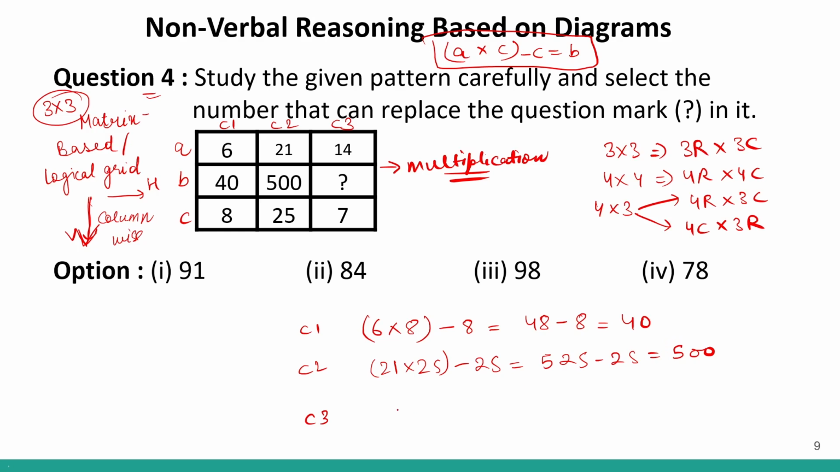Similarly, we'll do it for column number 3. Column number 3 will be 14 into 7 minus 7. 14 into 7 is how much? This will be 8, 2 carried, 98 minus 7. This will be how much? 91. So 91 will be the correct answer, which is given in option number 1. So option number 1 will be the correct answer to this question. So this is how you solve questions on logical grid, also called matrix based questions.